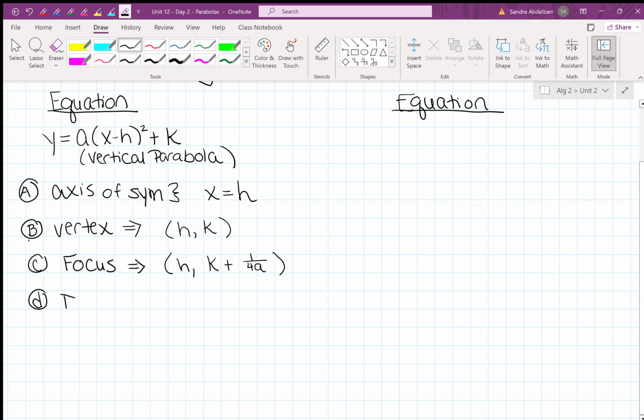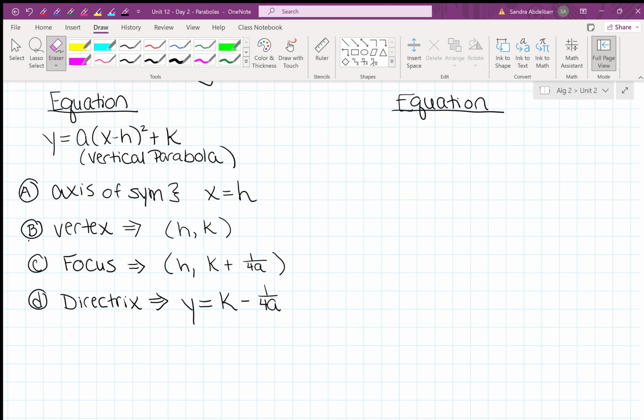The directrix. So we know that the focus is a point. The directrix is what? Focus is a point, the directrix is a line. For a vertical equation, the directrix is a horizontal line. Since it's a horizontal line, is it x equals or y equals? Y equals. So it's going to be y equals k minus 1 over 4a. That a, once again, is in the denominator. That's the equation of the directrix.